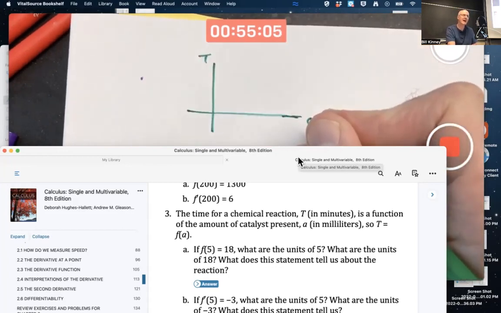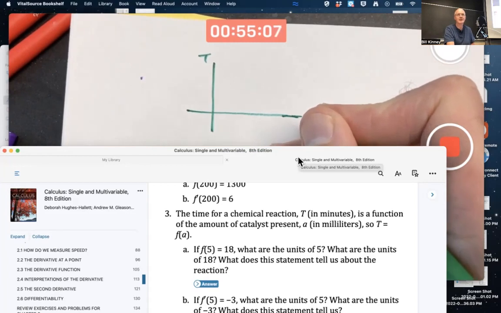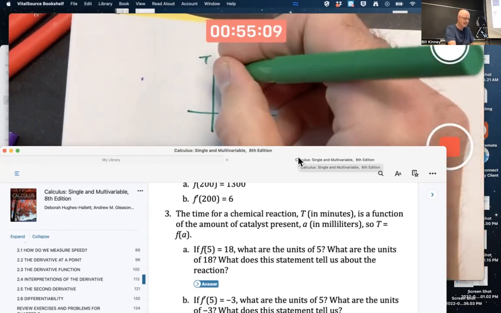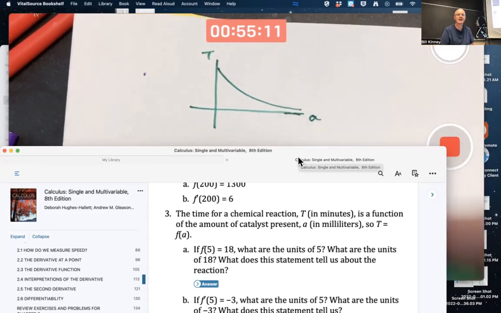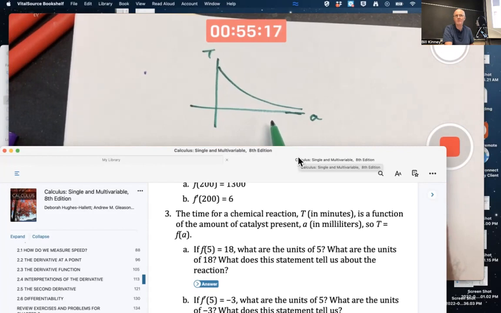This should be a decreasing function. Is it concave up or concave down or straight? If I had to guess, I'd guess concave up. And the main reason I'd guess concave up is that T can't go below 0. Right? You can't have a reaction that happens in negative time, or even 0 time for that matter. But maybe with a ton of catalyst, maybe the reaction happens within a millisecond or something.